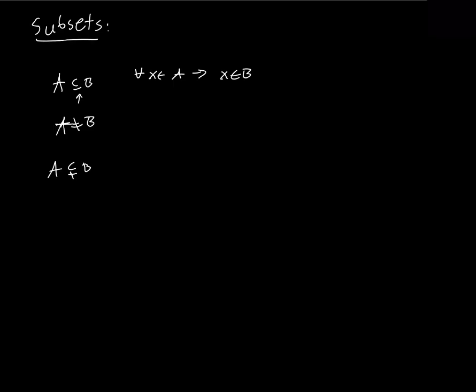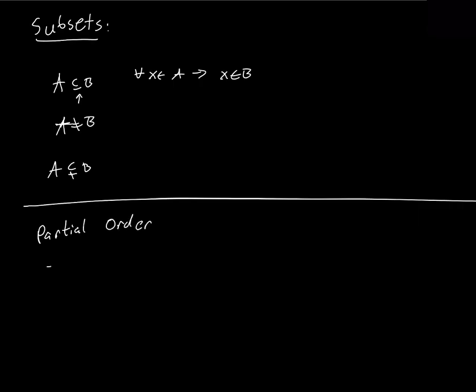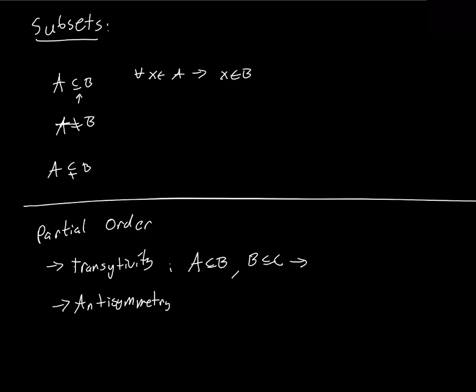All right. One thing about subsets that we want to know is that they form a partial order. What does this mean? It means that we have transitivity and anti-symmetry. These are the main things that we want to know. So transitivity is such that if A is a subset of B and B is a subset of C, then we have A is a subset of C. Anti-symmetry means that if A is a subset of B and B is a subset of A, then A equals B.